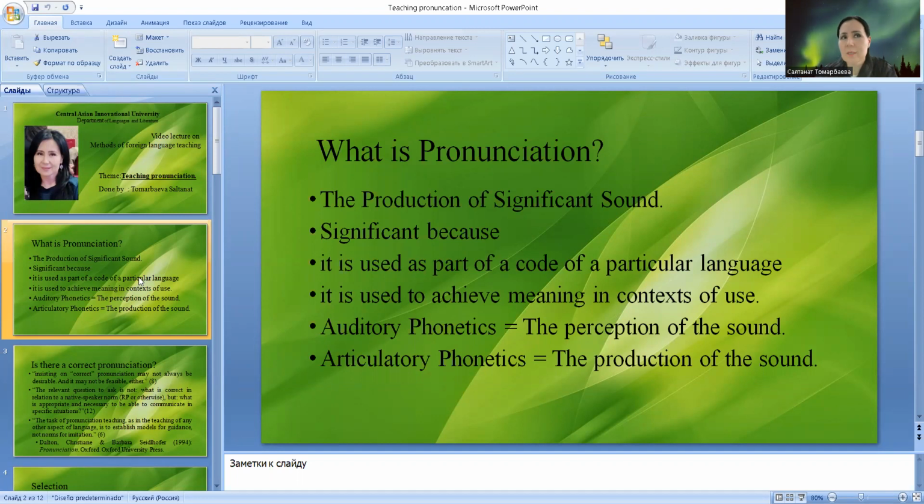You can see that if you pronounce one word incorrectly, native speakers or someone else will not understand you. That's why we should pronounce each word correctly. So there we can see the two ways of phonetics: auditory phonetics and articulatory phonetics. Auditory phonetics is the perception of the sound, and articulatory phonetics is the production of the sound.